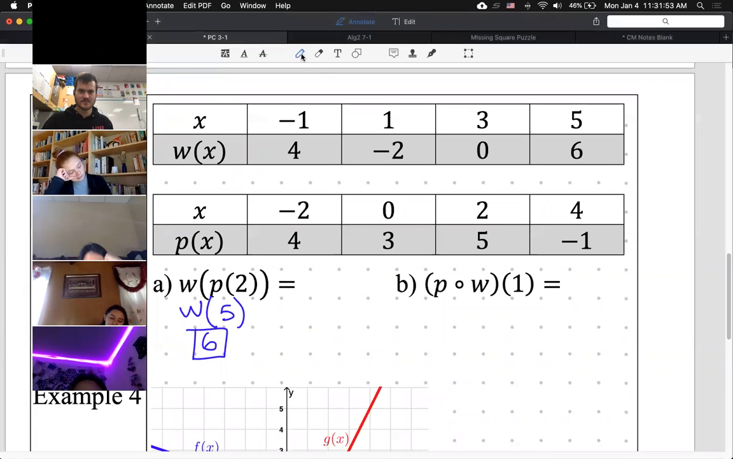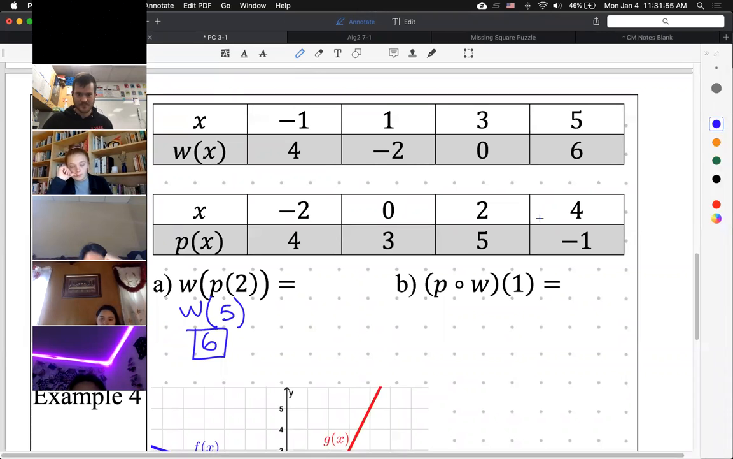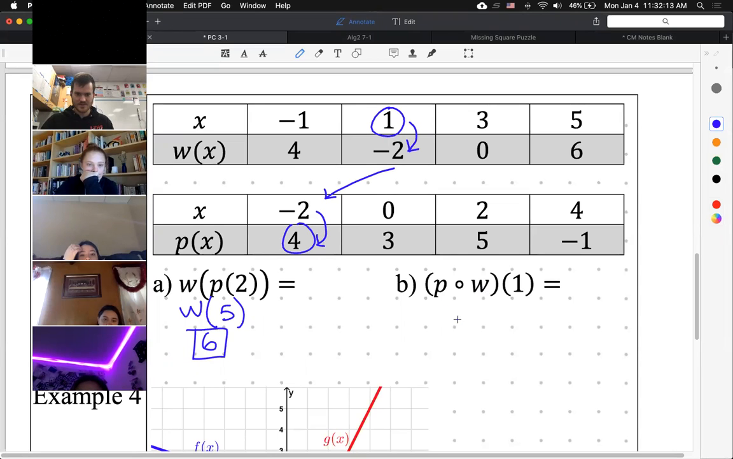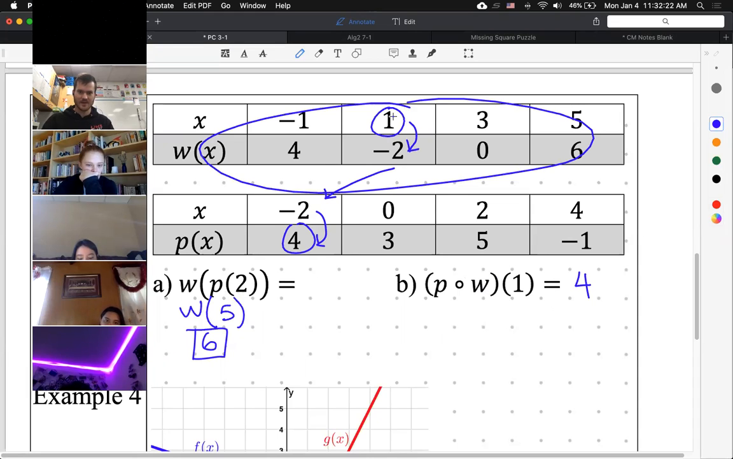Would it be 4? How'd you get that? So I did the W first, and I got -2 out of it, and then I did the P, and then I got 4. Yes, this is 4. Again, you don't even have to write all of my fancy notation. You just say, okay, 1 starts in W. So I come up here to the W table, and I find the input, which comes to -2. -2 is now the input. Find that -2, and then it goes to 4.